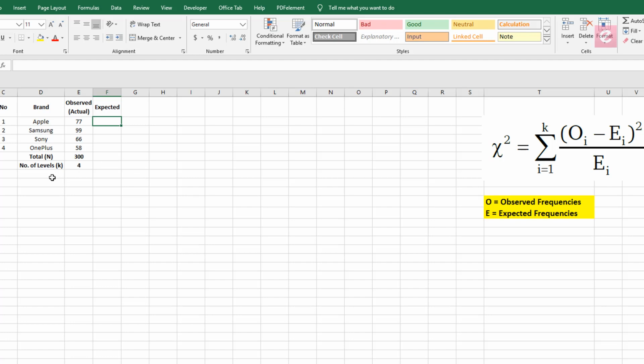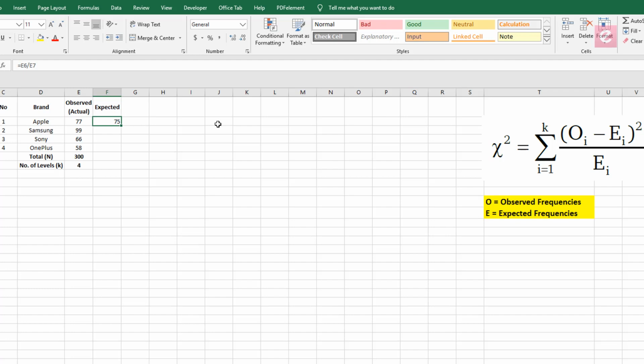We need to calculate the expected. Actually, expected is: if the null hypothesis is true, the preferences for Apple, Samsung, Sony and OnePlus are equal. There is no difference. So that is our expectation. How can we calculate it? Very simple. Divide N by K, that is, divide 300 by 4. Press enter key. It is 75. If Apple is 75, Samsung 75, Sony 75 and OnePlus 75, that is our expectation.